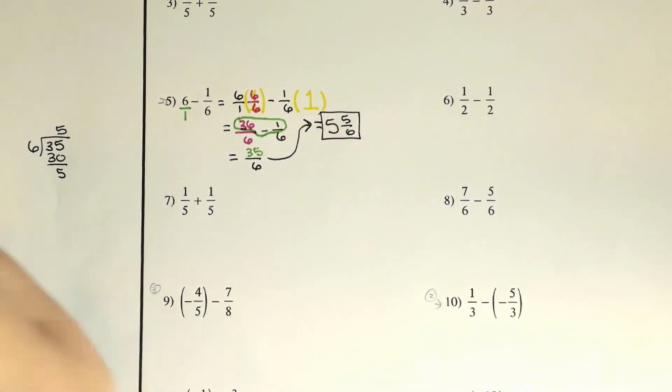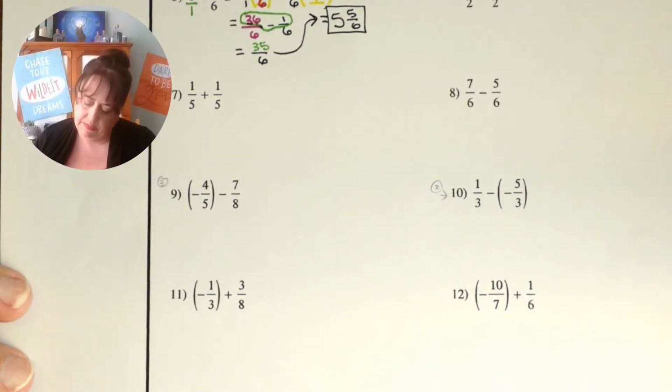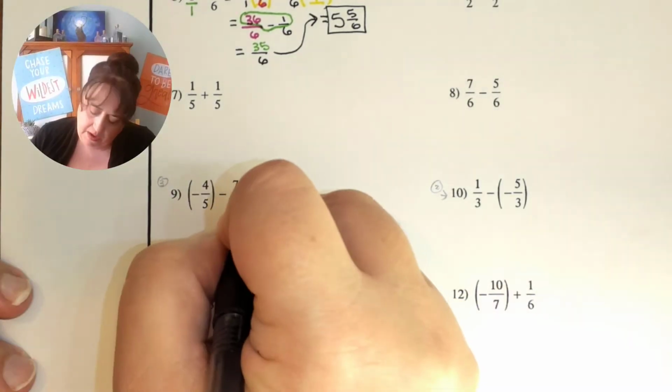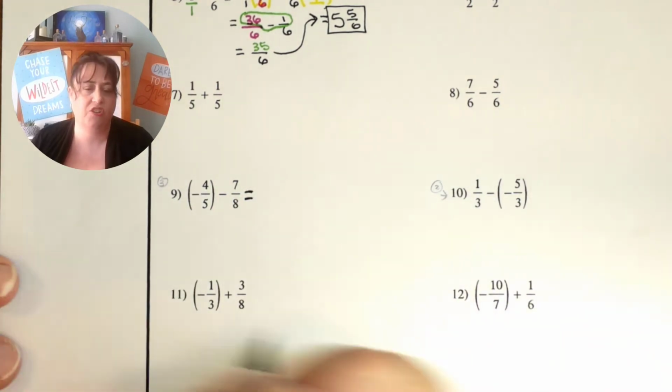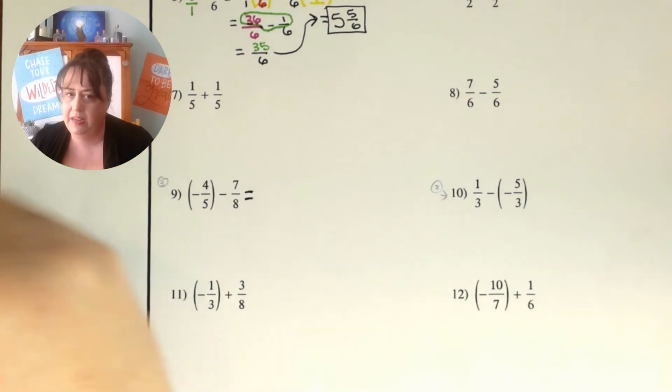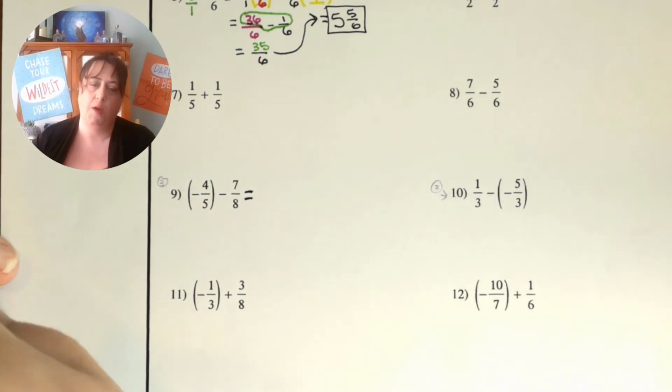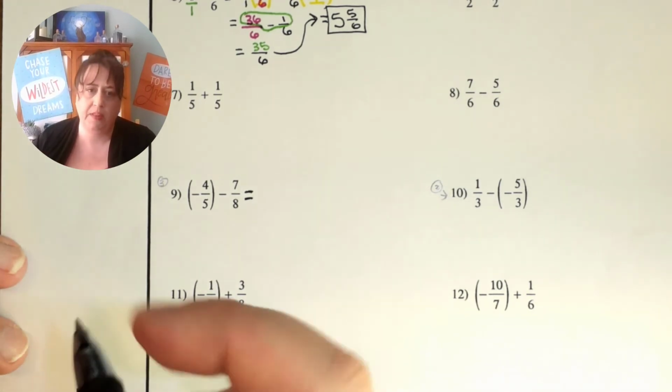Please make sure you're boxing in your answer so people can find it. All right, let's look at this one. This one's getting a little crazy. Okay, the first thing we need are common denominators. Don't worry about all those negatives and all that quite yet. We'll worry about the common denominators first, and then we'll worry about the rest.